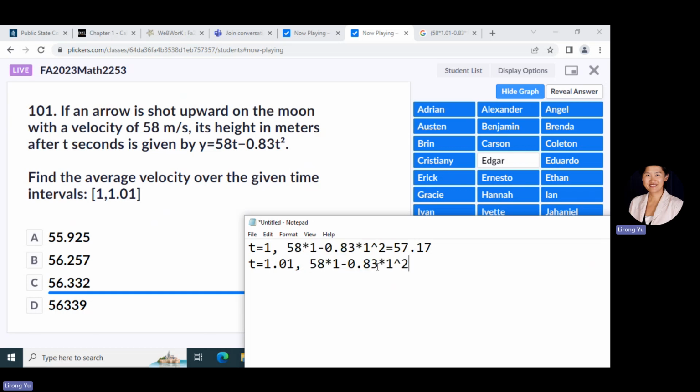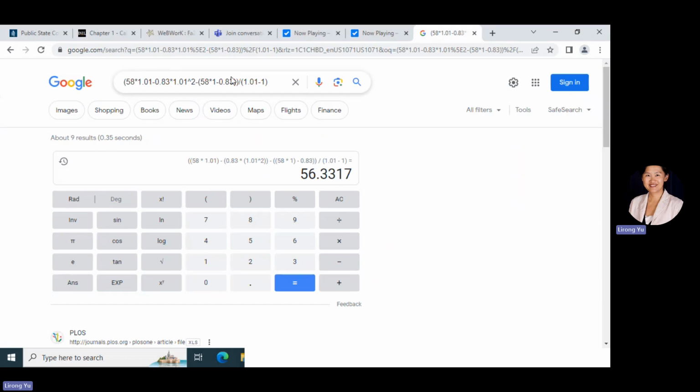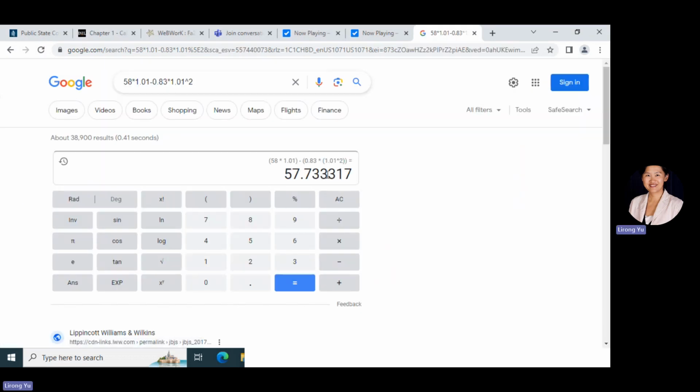I didn't finish the calculation because I was trying to save time. So instead of 1, use 1.01. And if you put this into a calculator, you can very well get the number. So they're pretty close after the subtraction.